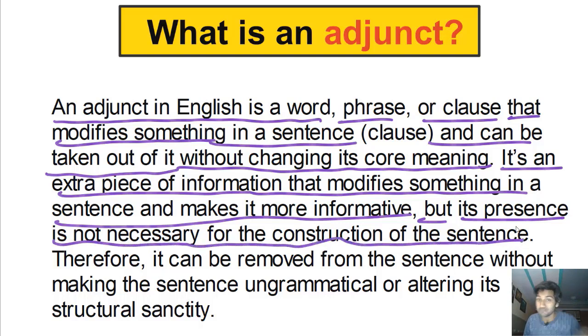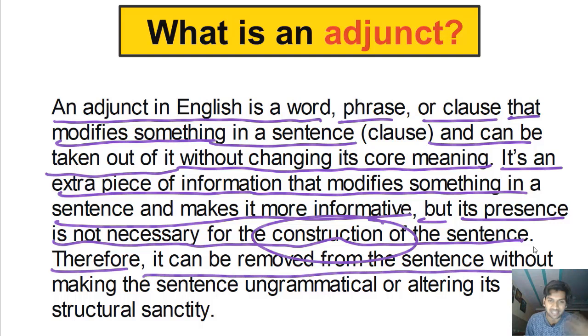Understand this. This is very important. Its presence, to have it in the sentence, is not necessary. It's not needed for the construction of the sentence. For its structural sanctity, we don't need it. All right. Therefore, it can be removed from the sentence without making the sentence ungrammatical or altering its structural sanctity. All right. Now, this is what an adjunct is. We've talked enough about it. Let's look at some examples and understand it.